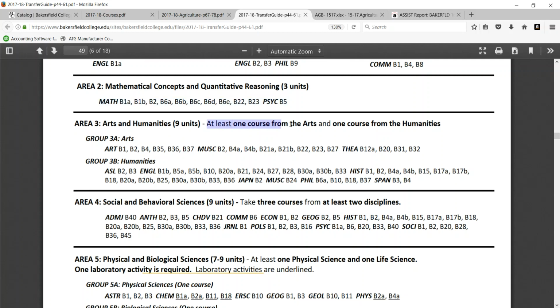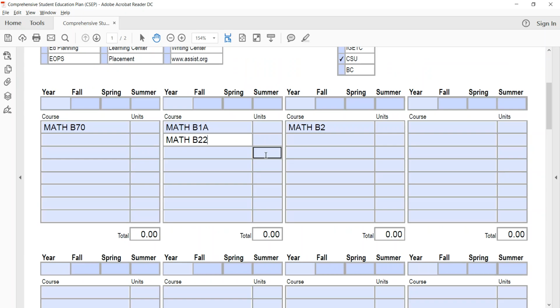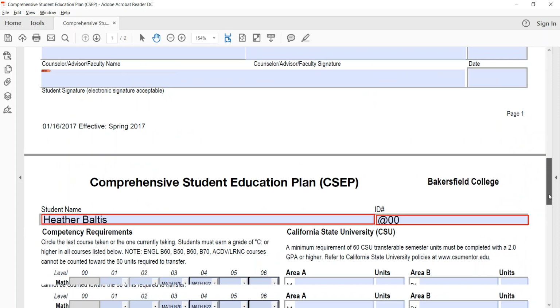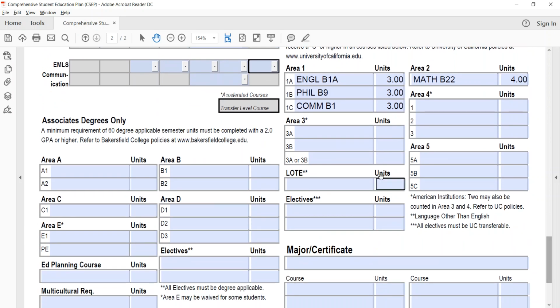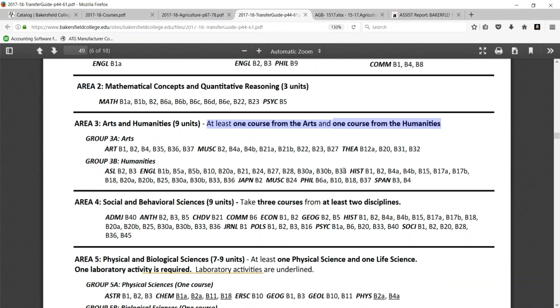9 units, at least 1 course from Arts and 1 course from Humanities, and then the third one can be from either or. So again, going back to the course description, looking up different classes here, and seeing what piques your interest. So I'm going to go in here and go back down, and I like art, so I'm going to take an art class. I also like history, so I'm going to take a history class. Please read what the history entails, so pick one that you think you would like.